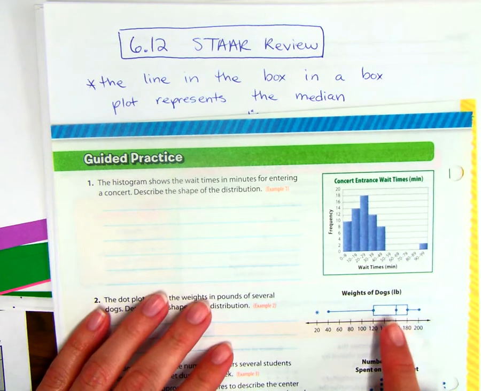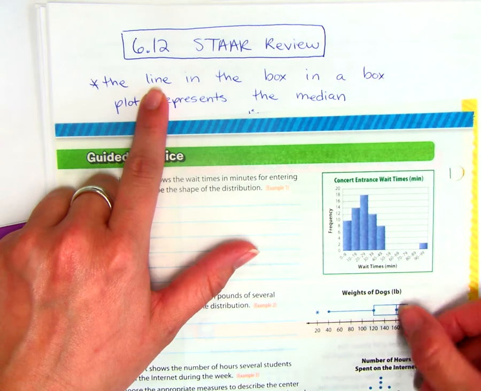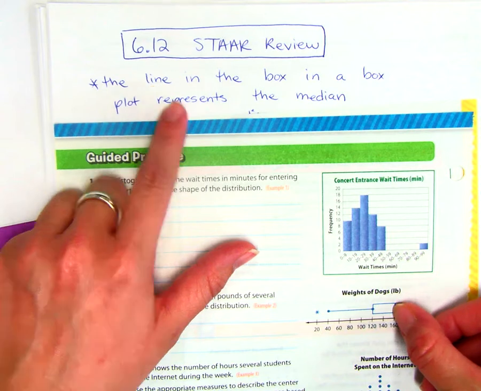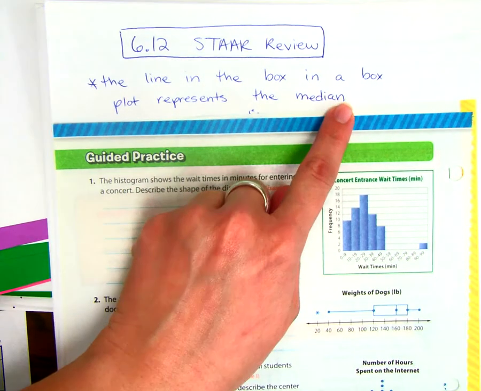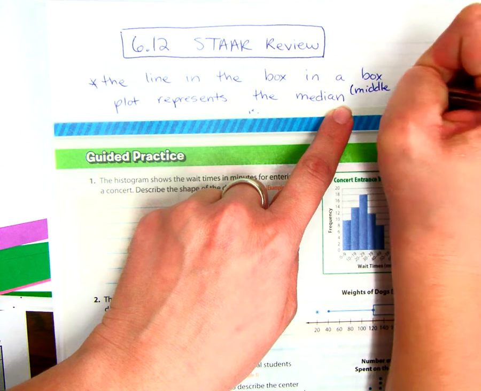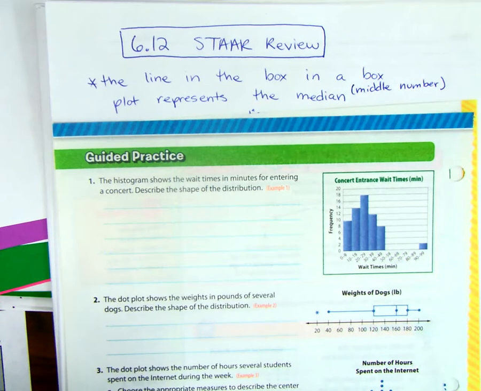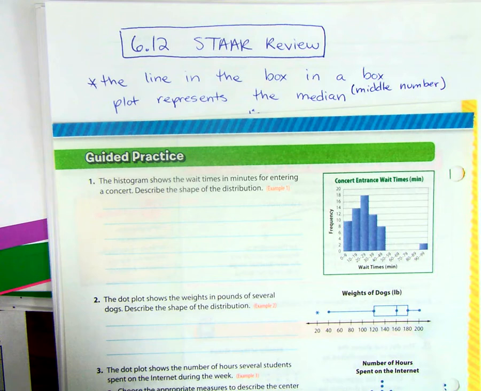So when we have a box plot that looks like this, remember that the line inside the box represents the median. And remember, the median is the middle number. So if you need to find the middle number, the first thing you need to do, if they give you a set of data, is put those numbers in order from least to greatest, or ascending order, increasing. All those mean least to greatest.